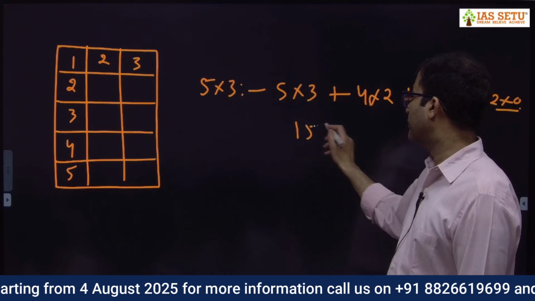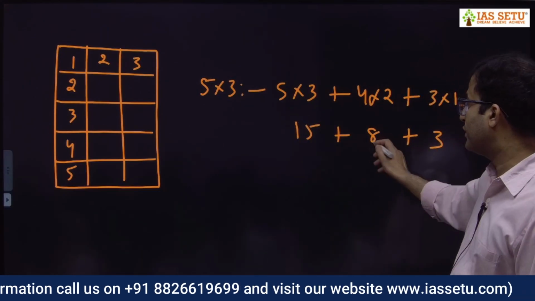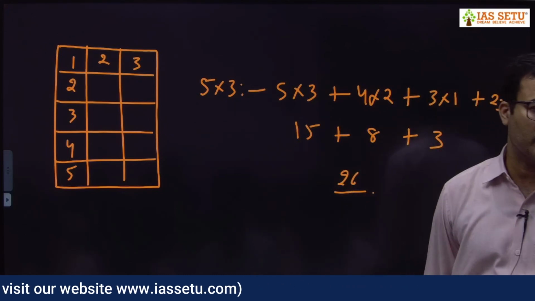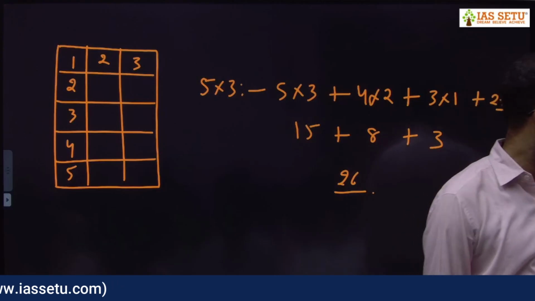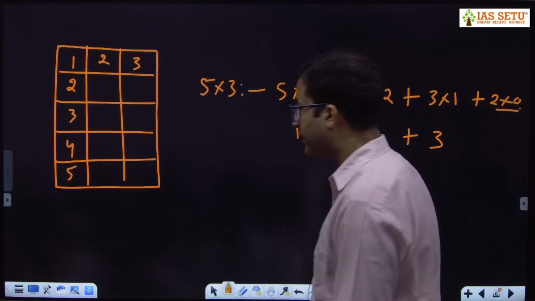So here it is 15 plus 8 plus 3. So 15 plus 8, 23 plus 3, 26. In this given figure, we have 26 squares. I can take one more example.